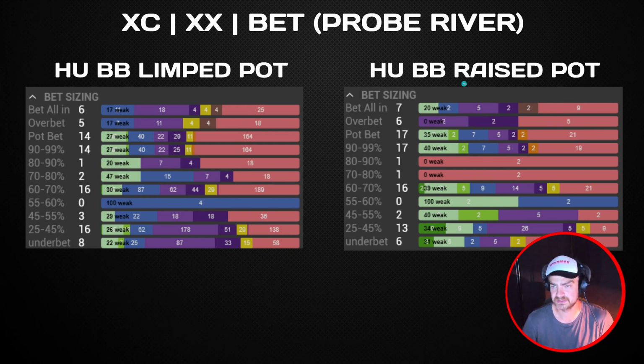On the right side, you see the same, but in raised pots. And it's kind of surprising that it's almost always the same distribution, not only for the percentages of how often our opponents are using the different bet sizes, but also how the ranges are distributed. So I think these graphs are fine, but we are going into more detail in the heads up big blind limp pots, so you can see the distribution even a little bit better.